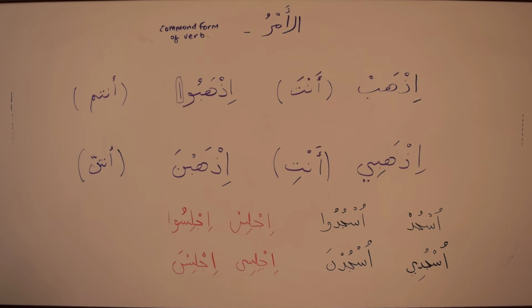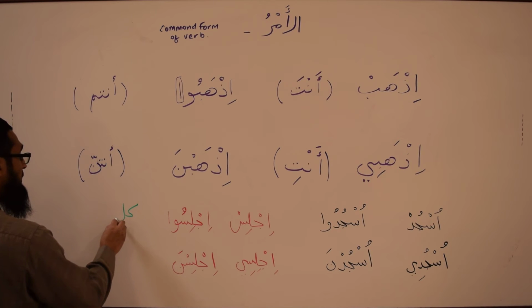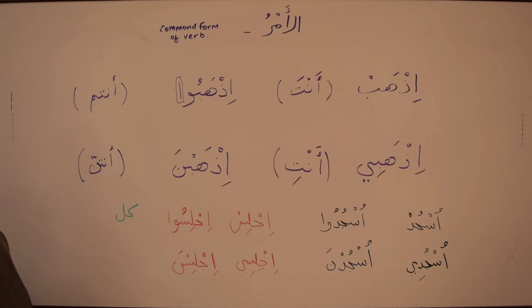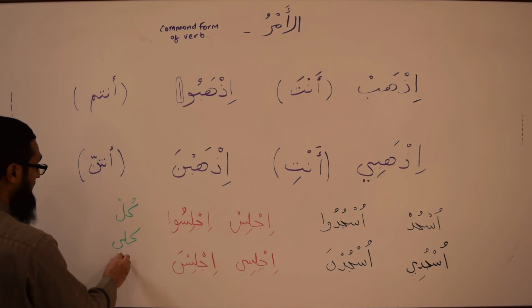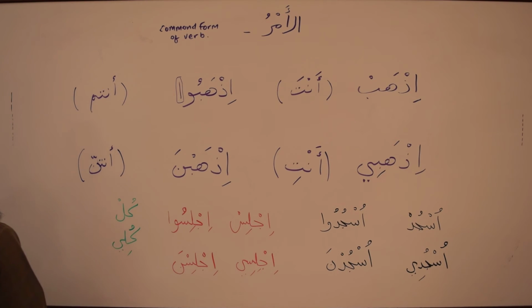And if it's a word that is mahmuz, such as khudh or kul, let's say you're telling someone to eat. So a male, you would say kul, eat, bismillah, in the name of Allah, kul. If it's a female, you say kuli. If it's a group, kulu. And if it's a group of females, kulna.